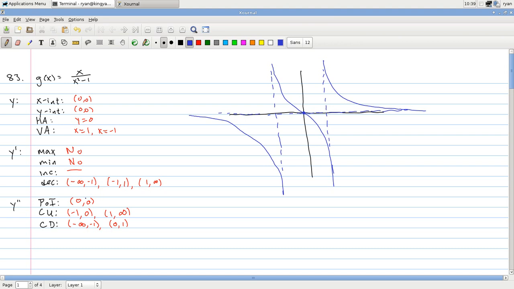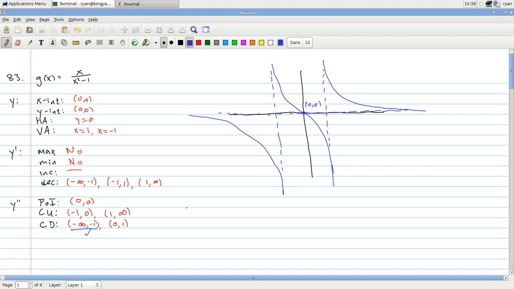And now we move on to the second derivative information. The function is concave down from negative infinity to negative 1. Concave down throughout here. That verifies that what we've done so far is correct. It's concave up from negative 1 to 0. So from negative 1 to x equals 0, it's concave up. That makes sense from what we have here. We have this point of inflection at 0, 0.